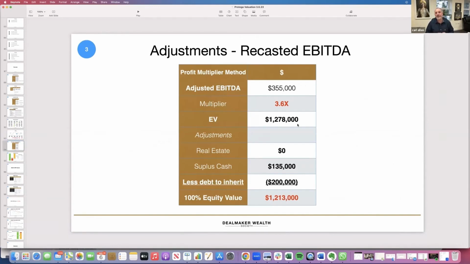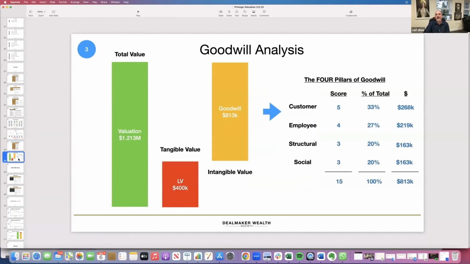Okay, so we had the 355 of recasted EBITDA, 3.6 times multiple, which we got from Deal Stream. So now we've got an enterprise value of just under 1.3 million, the same adjustments that we made before. So now the equity value of this deal is 1.213 million. It's gone up from the original analysis because we're using that 3.6 multiple. So that's the financial valuation.